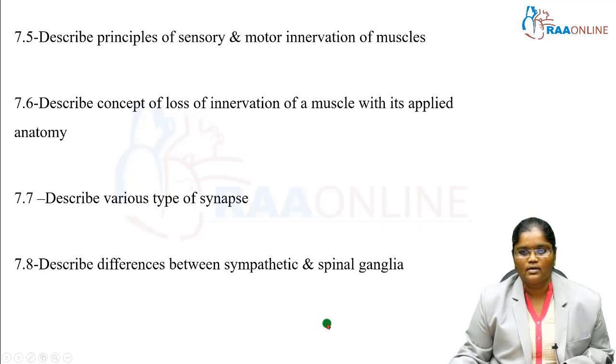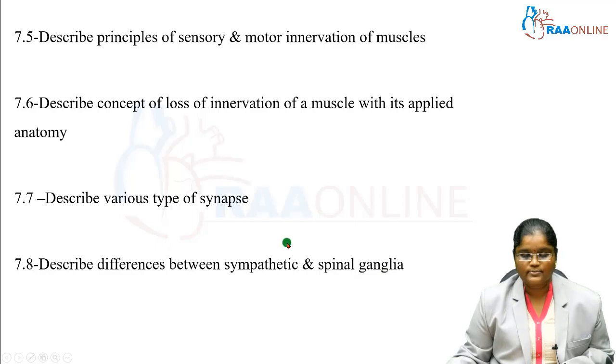and 7.4, describe the structure of a typical spinal nerve. In 7.5, describe the principles of sensory and motor innervation of the muscles. 7.6, describe the concept of laws of innervation of the muscle with its applied anatomy, and in 7.7, describe the various types of synapses. In 7.8 we discuss the differences between the sympathetic and spinal ganglia.